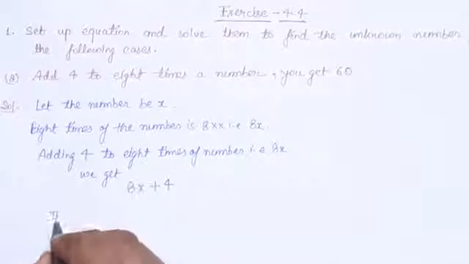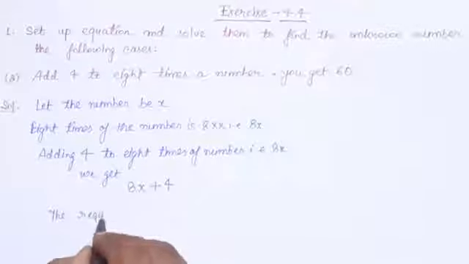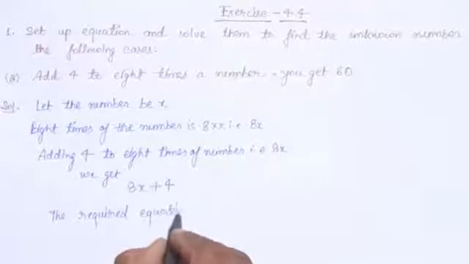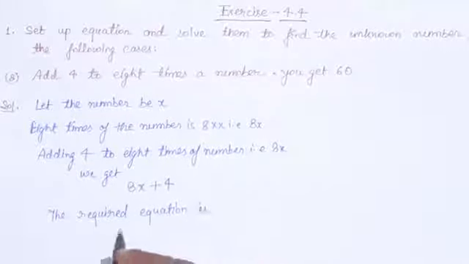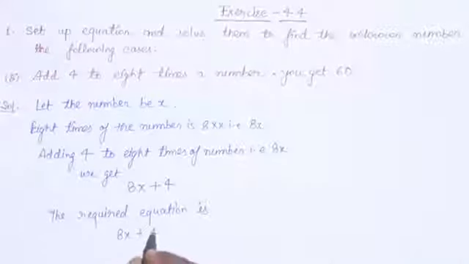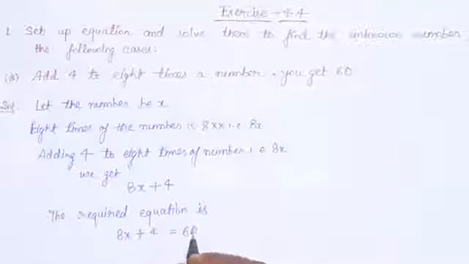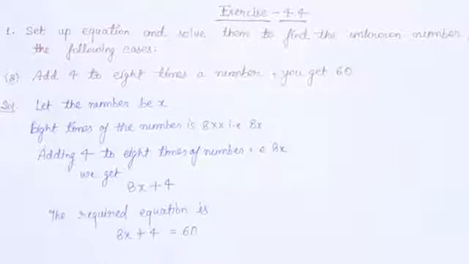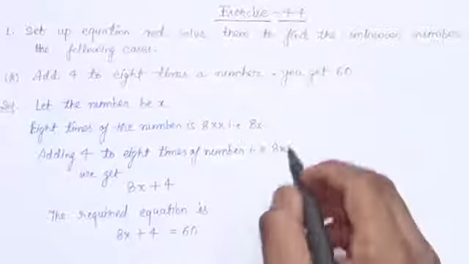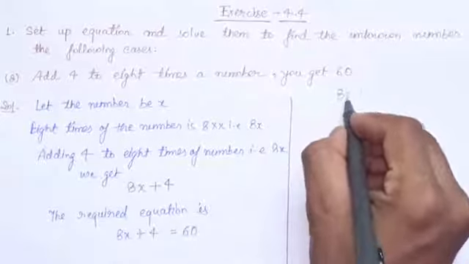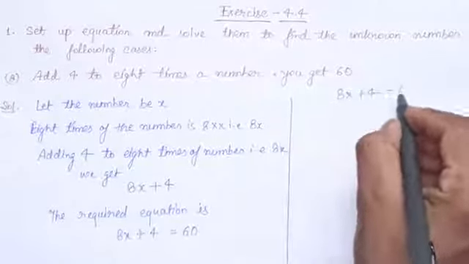So the required equation is 8x plus 4 is equals to 60. So this is our required equation, where x is the unknown number. Now we have to solve this equation for this unknown number x. So let us solve. So our given equation is 8x plus 4 equals to 60.